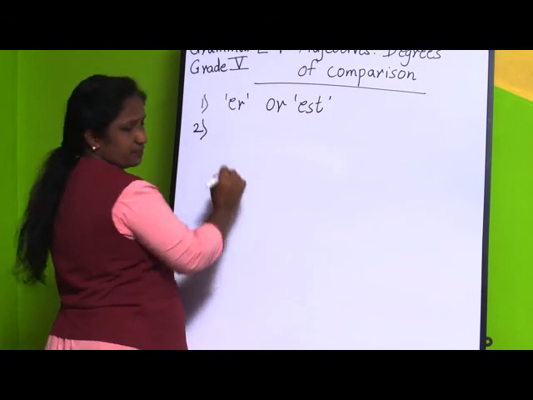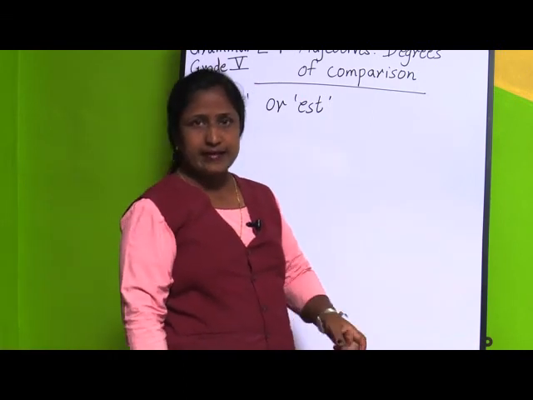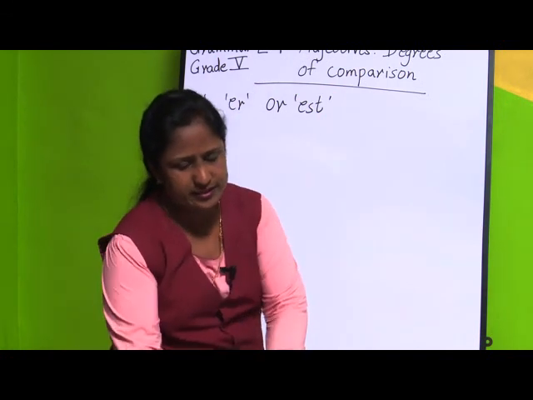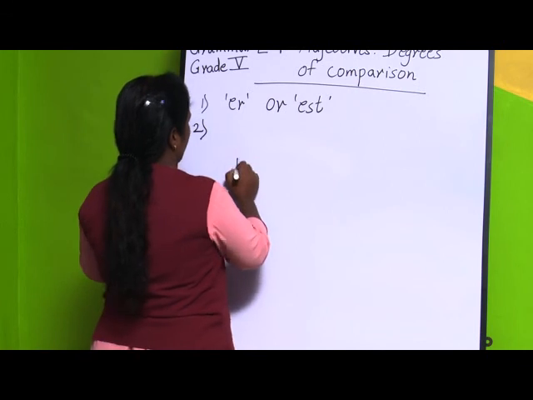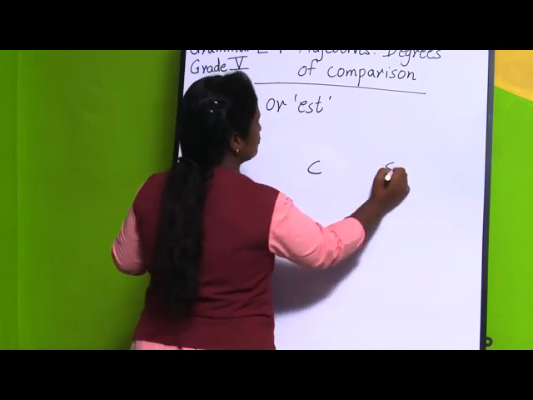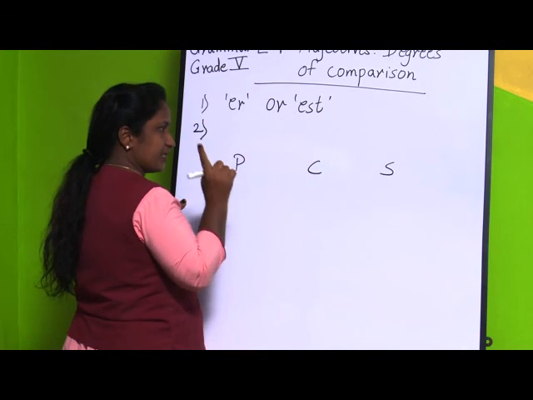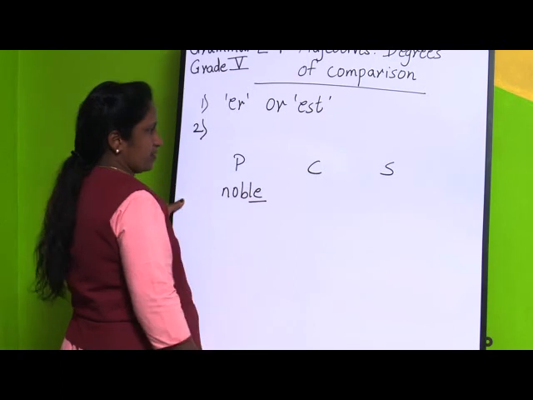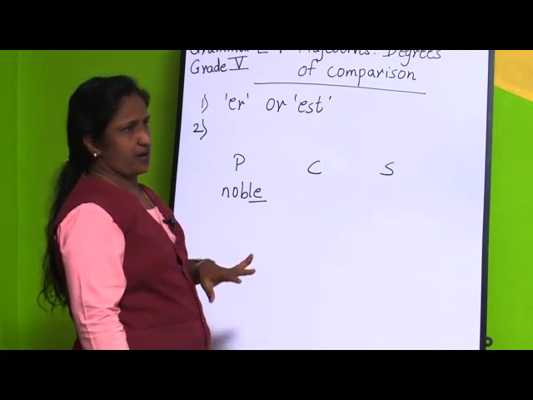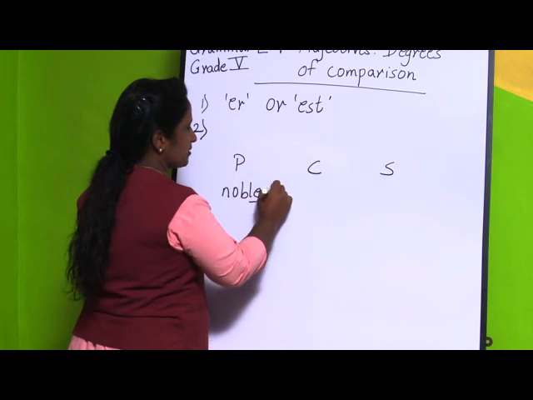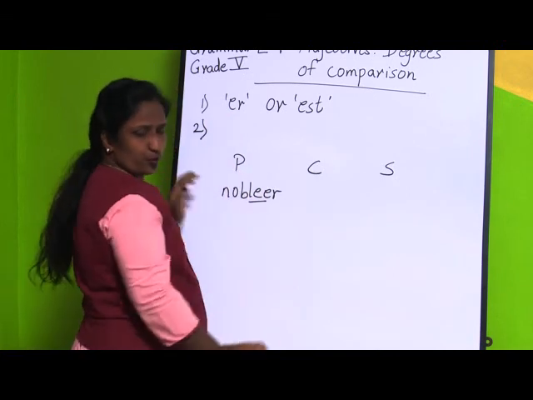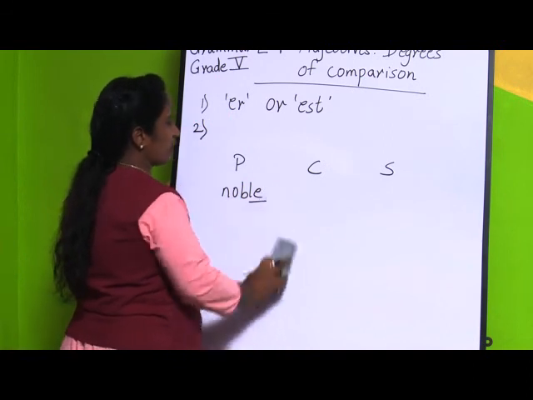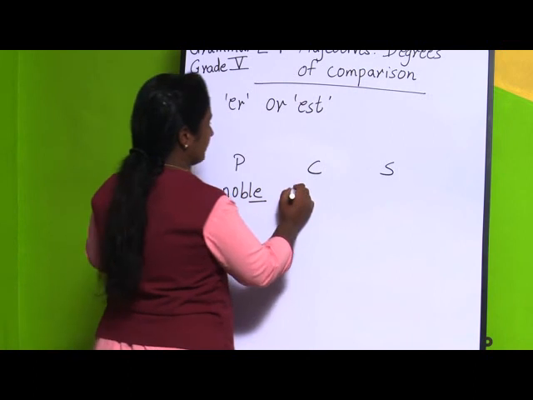Second case is what? In case of adjectives ending in e, we add r and st. Suppose an adjective is ending with e, for positive degree, this is comparative and superlative. If the word is ending with e, for example, noble, now the word is ending with e. So, you are going to add only r, you are not going to add er again, the spelling will be wrong. Already e is there, so you are going to add only r for the comparative degree.